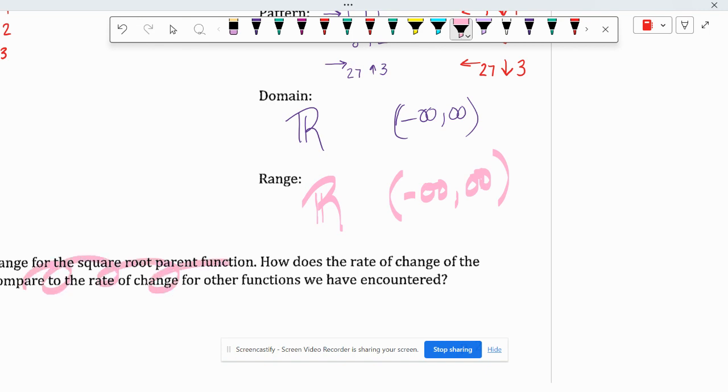So we're not doing this whole describe the rate of change. That's not you guys. That's the honors lesson. So go over to the next page. Review of transformations.